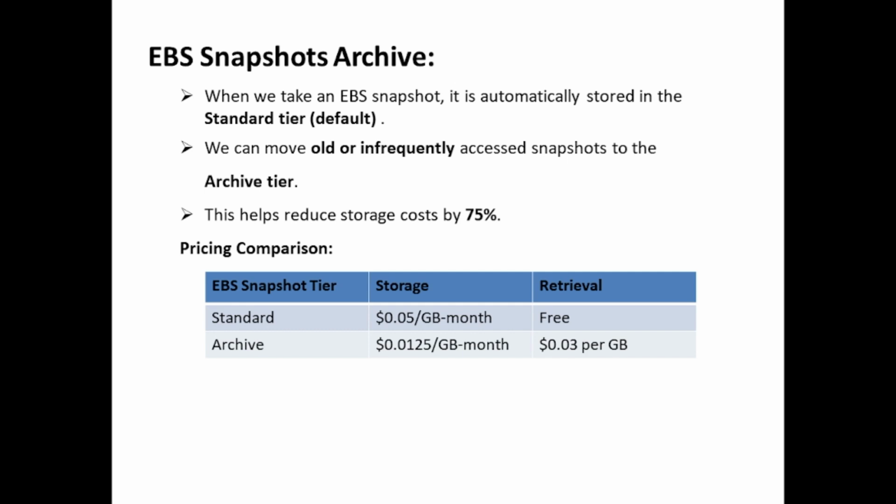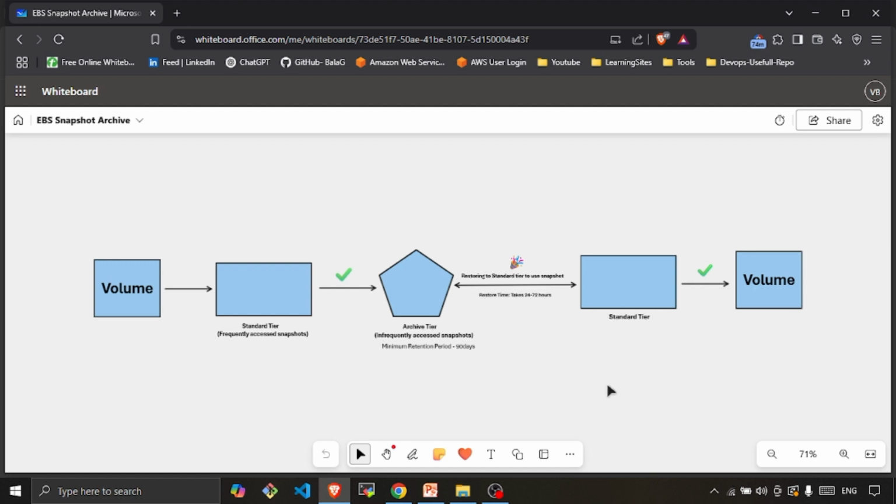Let's see the EBS snapshot archive in a diagrammatic way. This is a simple diagrammatic representation of EBS snapshot archive. Imagine you have a volume. When you initially take a snapshot of the volume, the snapshot will be in the standard tier. If you feel the snapshot will be less frequently accessed, you can move that snapshot from the standard tier to the archive tier. AWS usually recommends the archive tier for monthly and yearly backup snapshots.